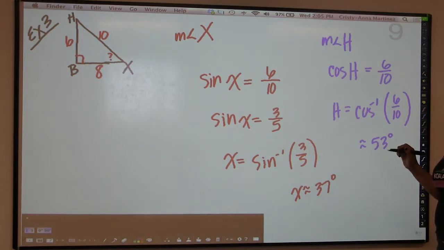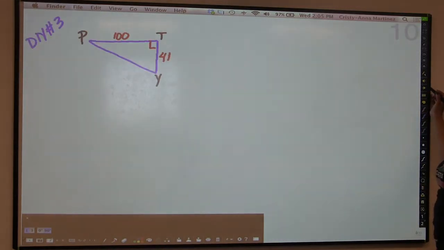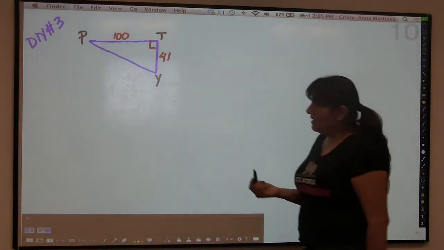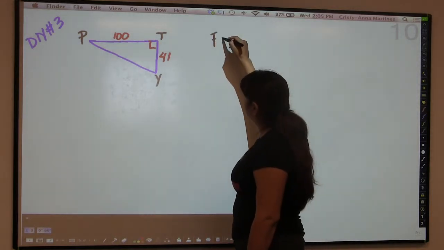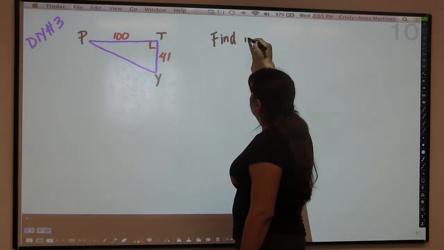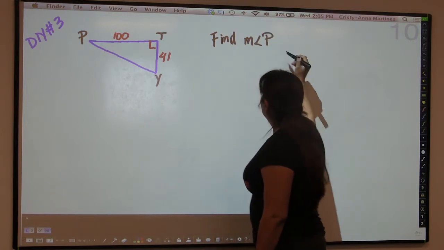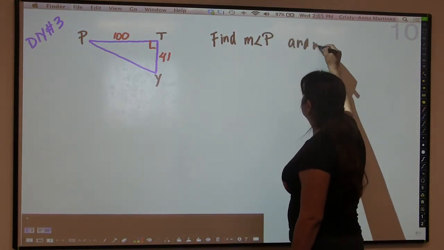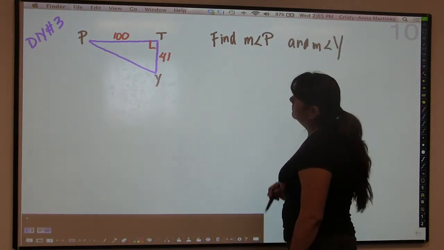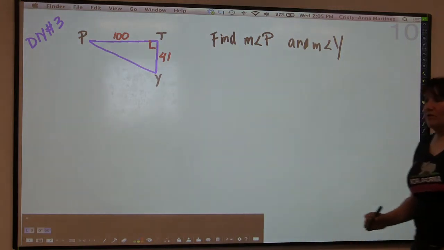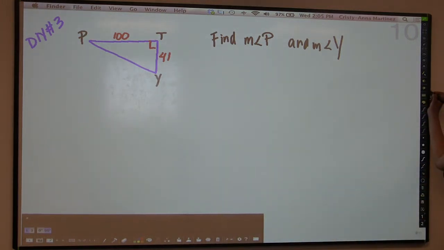Does that make sense? Okay, so then here's your last do-it-yourself. And again, I want you to find the measurement of angle P and the measurement of angle Y. And then you will have completed your notes for this lesson, and we will see you in class, well, next class period.